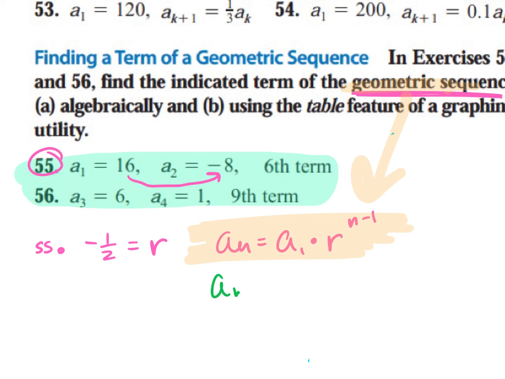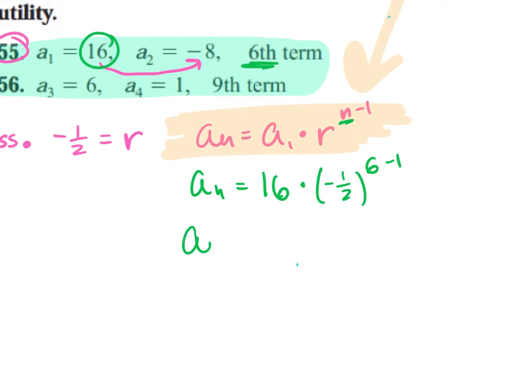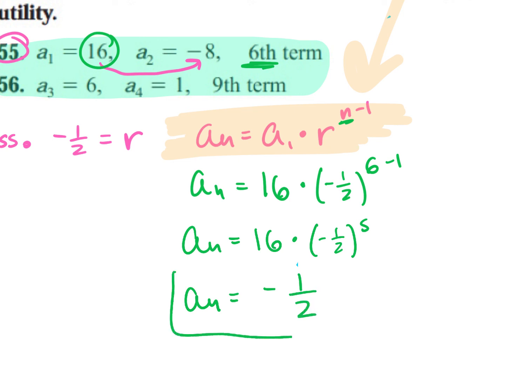What is my first term? 16. My r, we said, is negative 1/2. And then n is the number of the term that I'm looking for, which here is the 6th term. So 6 minus 1. So a sub n is equal to 16 times, have to do 6 minus 1 first, so that'll be negative 1/2 to the 5th power. So we can put negative 1/2 to the 5th power in our calculator, and then multiply it by 16. So a sub n is equal to negative 1/2.